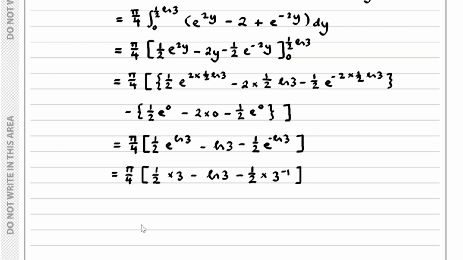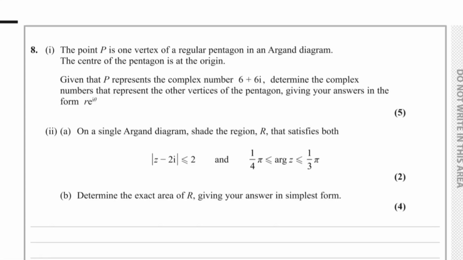So if we tidy all of this up, we have pi over 4 lots of, well, a half times by 3 minus a sixth, that's 4 over 3. And then we subtract the natural log of 3. So this is my final answer. This is the volume of R.